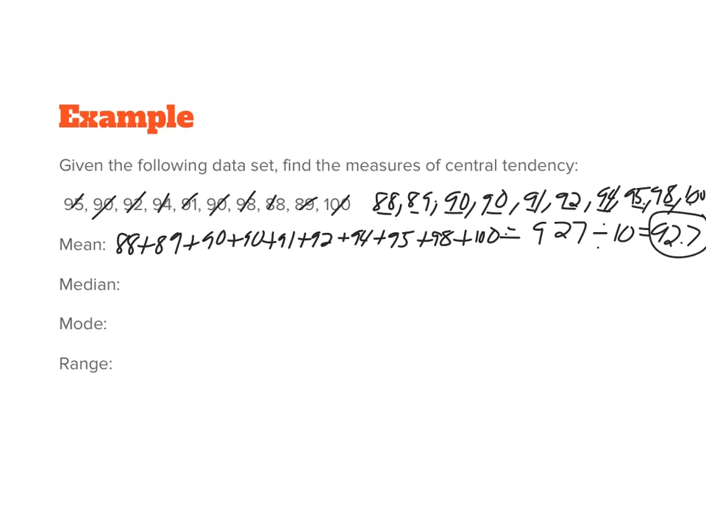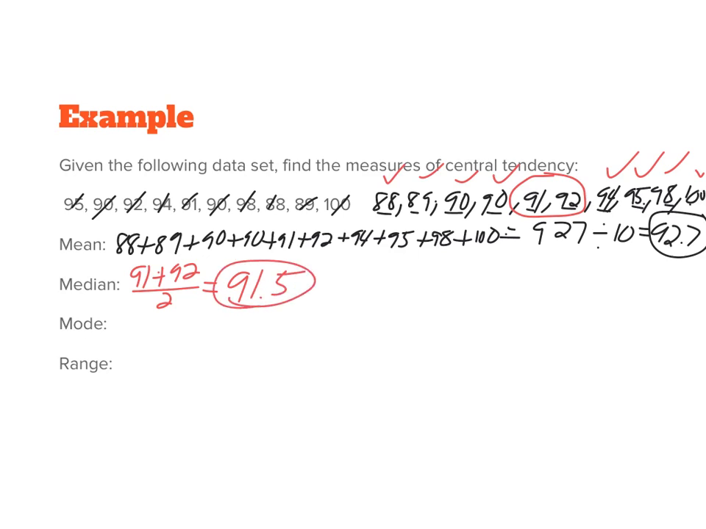For my median, check off the numbers. So now I've got 2 in the middle here. So I'm actually going to find the mean of those two numbers. I'm going to take 91 plus 92 and divide that by 2, giving me a median of 91.5.